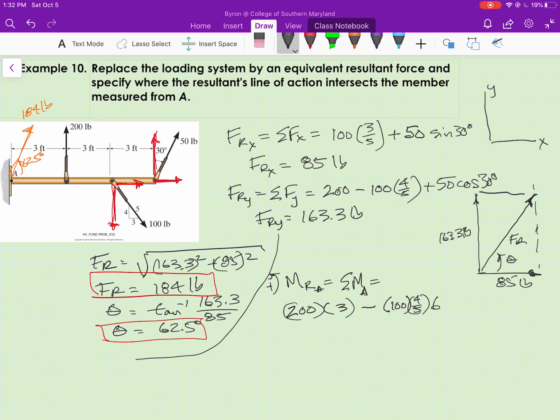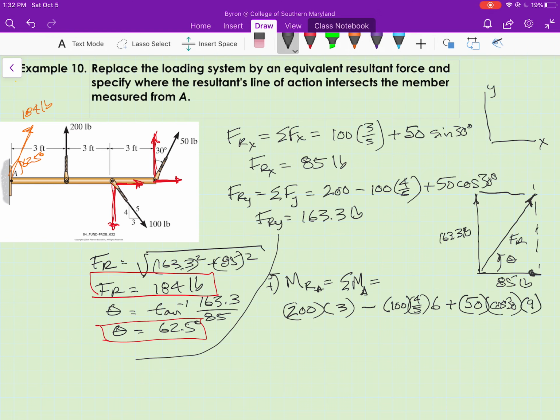And then the third force, the 50-pound force, has an x component that does not contribute to the moment, but its y component does, and its moment is counterclockwise about A. So we're going to add its magnitude, which is 50 times cos 30, times its perpendicular distance from A, which is 9 feet.